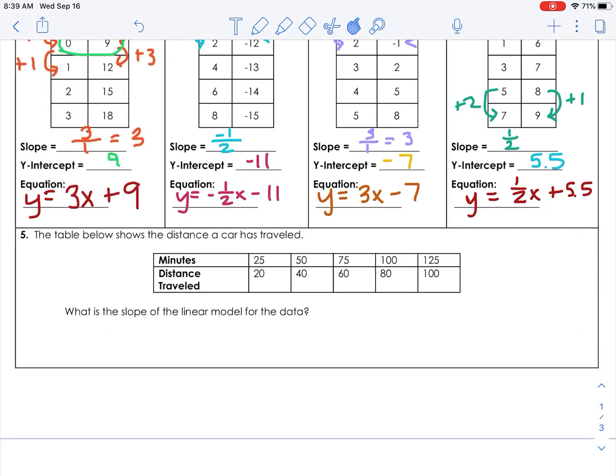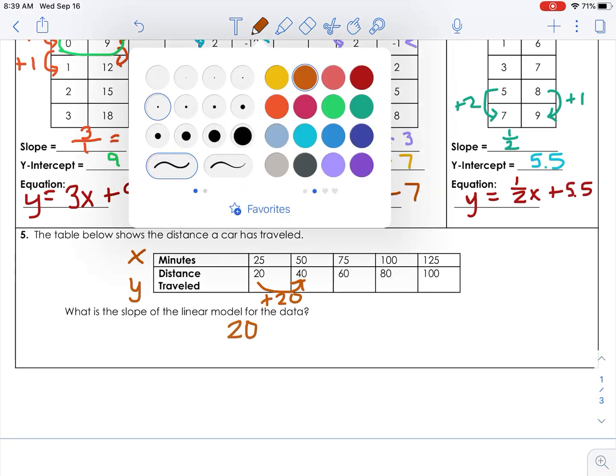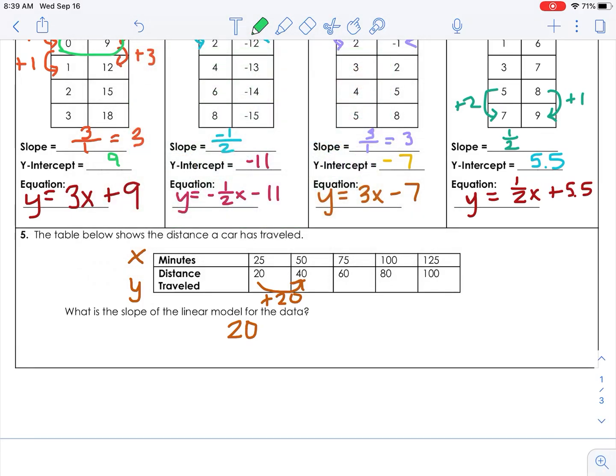Tables can also be horizontal, but they're done in the exact same way. Just remember that the x values are always first, and then the y values are second. This table shows the distance that a car has traveled, and we need to find the slope for this data. We're going to start with the change in the y's. From 20 to 40 would be up 20, and that's going to go on the top of your fraction. Then we look at the change in the x's, 25 to 50. It goes up 25, and that's going to go in your denominator.